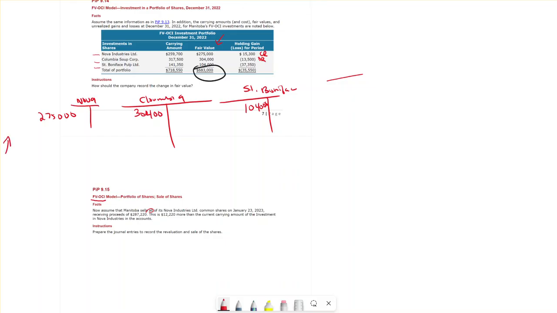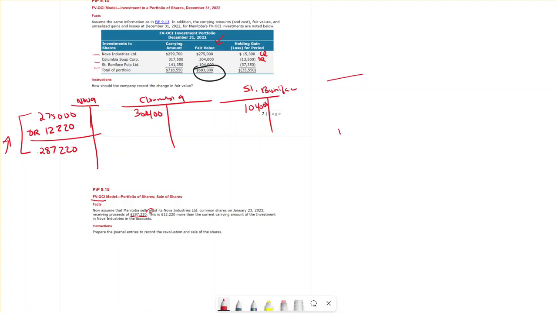First we needed to bring it to that value that you're selling, then close it. So it's two entries. When you do the entry, first we need to bring it up to that value. What we're doing is we're selling it for 287,220. First we have to bring it up to that value. When you bring it up to the value, you need to debit it. So how much are you debiting? The difference between those two numbers is 12,220.